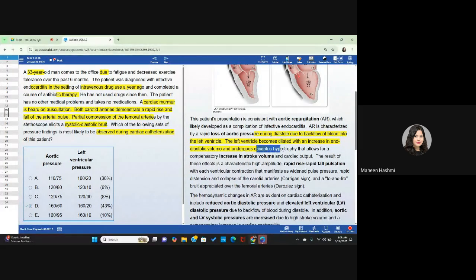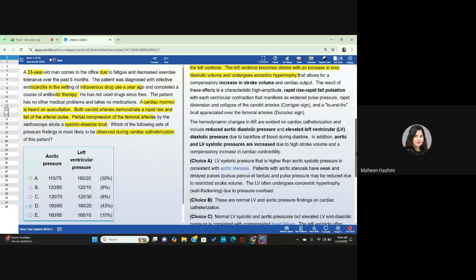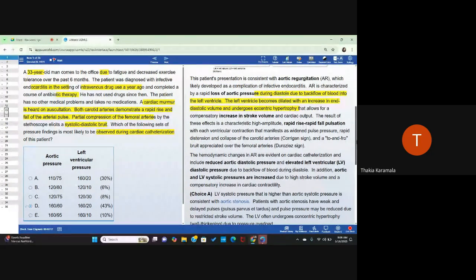What do you mean by eccentric hypertrophy? Like when the blood is flowing more. Dilated cardiomyopathy. Blood is flowing more into the heart, so it is increasing its volume. So that's called eccentric hypertrophy.